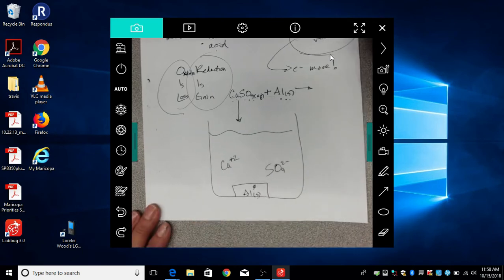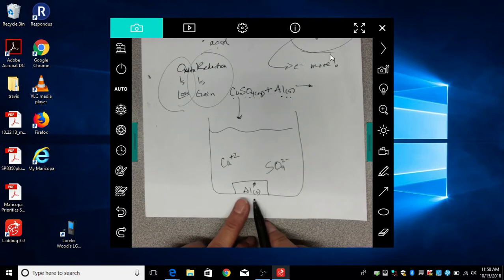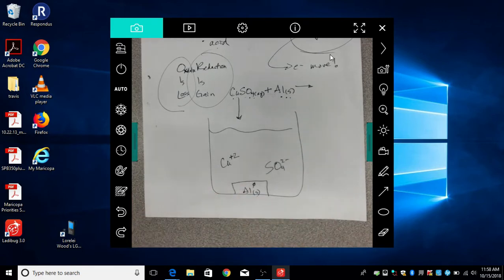So it has basically a zero charge. So it's not an ion, it hasn't lost any electrons, it hasn't gained any. It's neutrally charged, it's in its ground state. The copper, on the other hand, is deficient in electrons. It's missing how many? 2 electrons. So it is electron hungry.